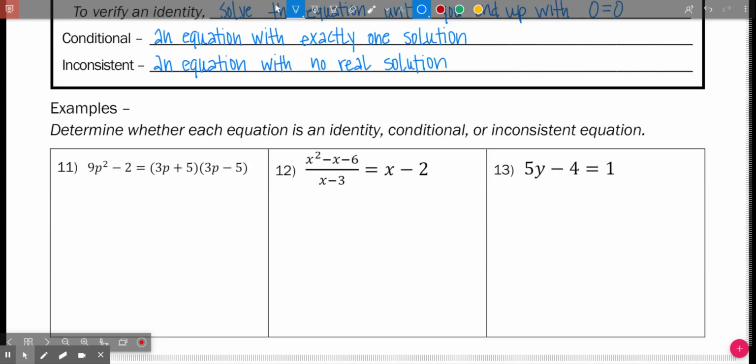In the next 3 examples, you are going to be classifying the equation as an identity, conditional, or inconsistent equation. To do that, you're going to solve all the equations and then classify it based on your answer.